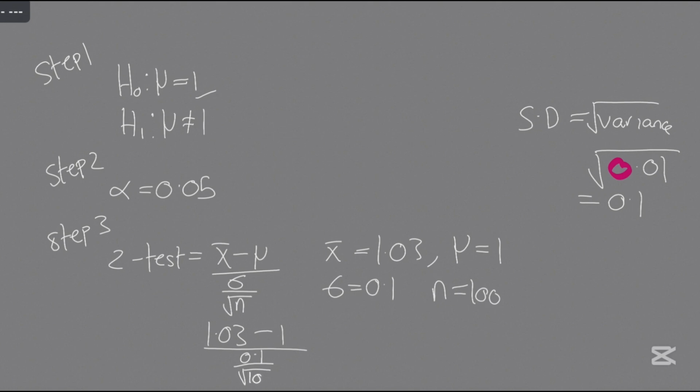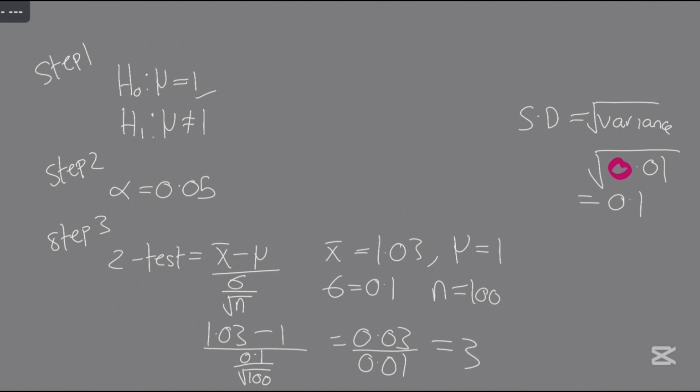Now when you input this in your calculator, you are going to get your answer as 0.03. You're going to get the 0.03 divided by 0.01, and you get your answer as 3. Well, this is not the last step.